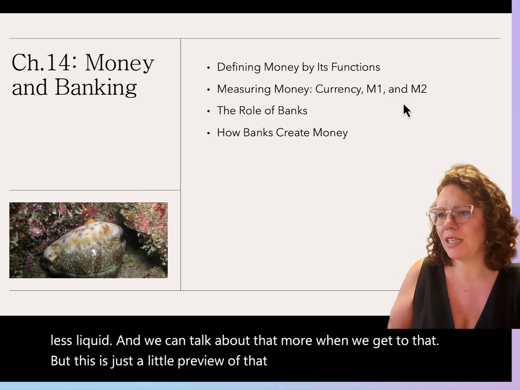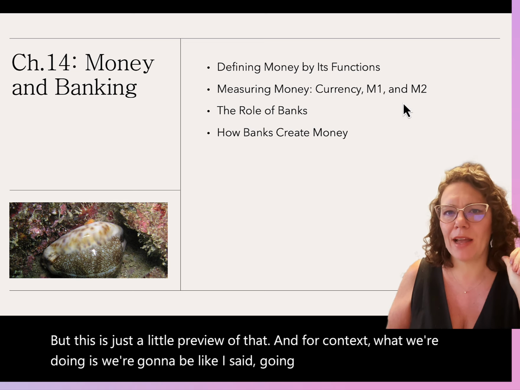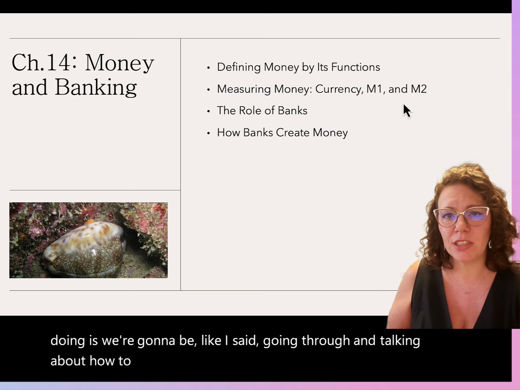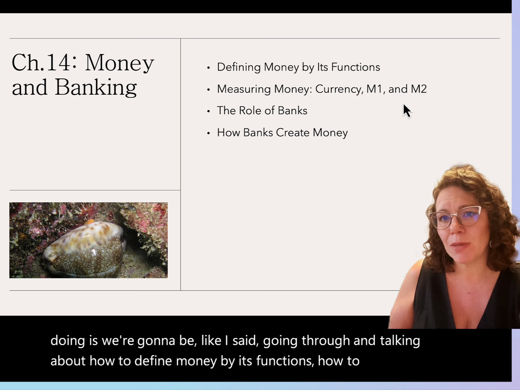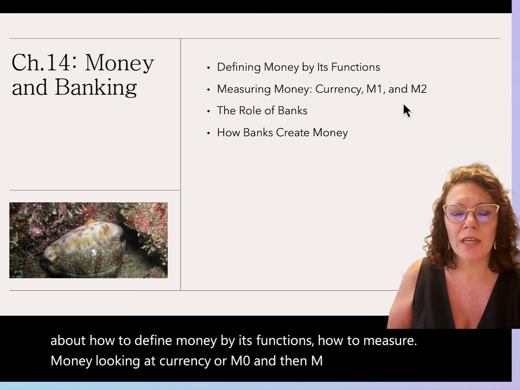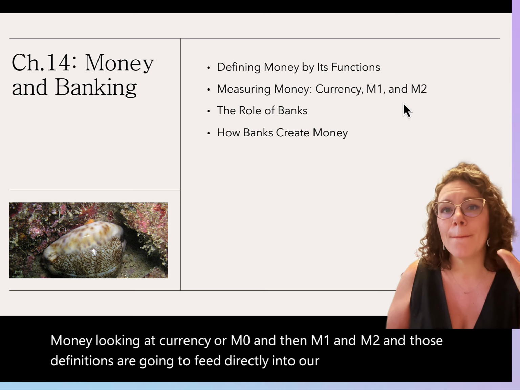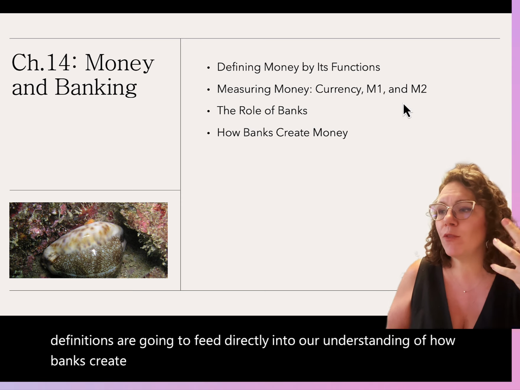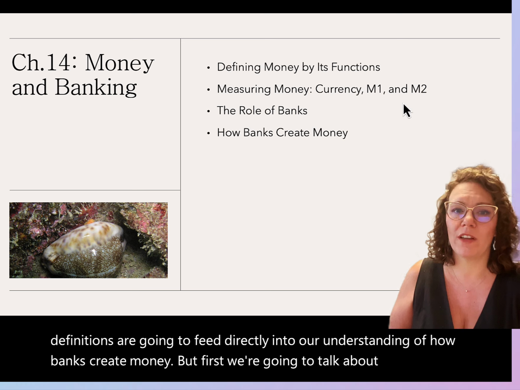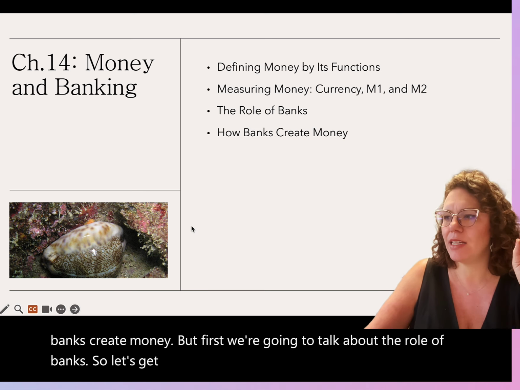And for context, what we're going to be doing is going through and talking about how to define money by its functions, how to measure money, looking at currency or M0 and then M1 and M2. And those definitions are going to feed directly into our understanding of how banks create money. But first, we're going to talk about the role of banks. So let's get into that.